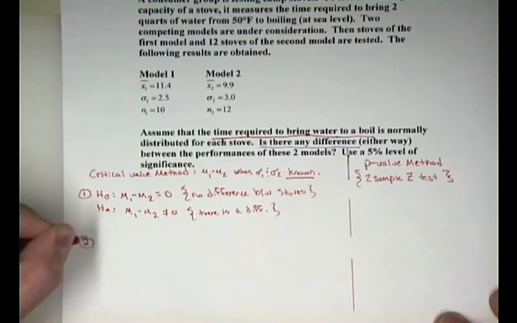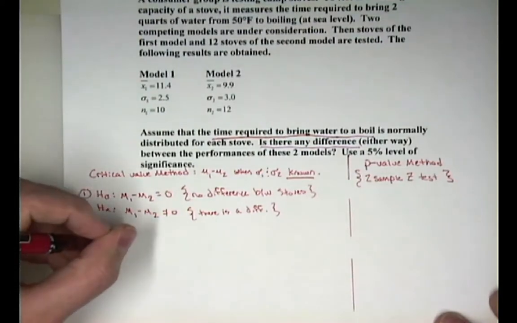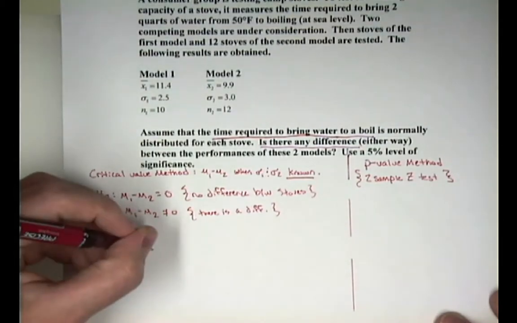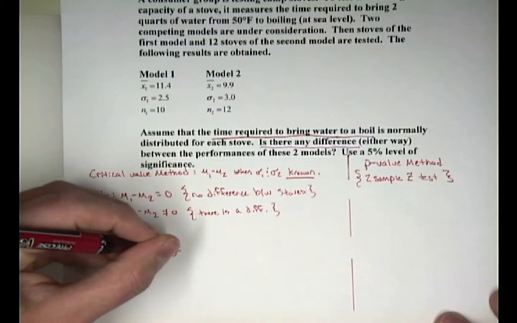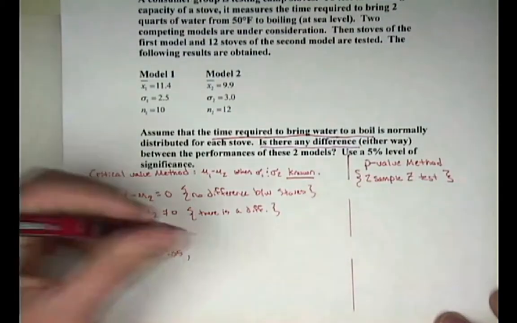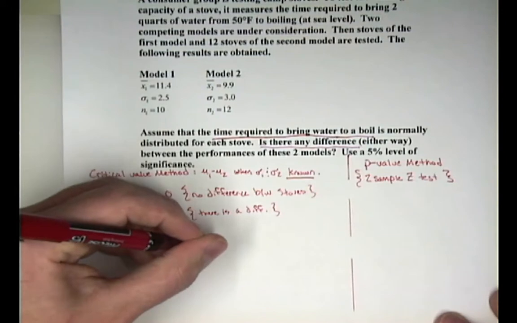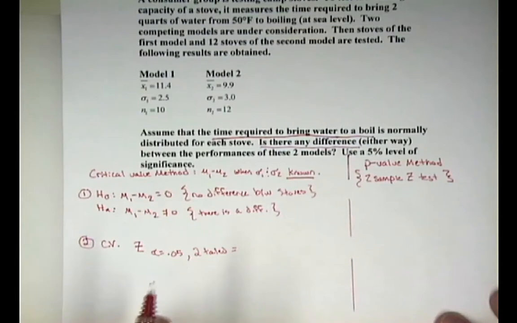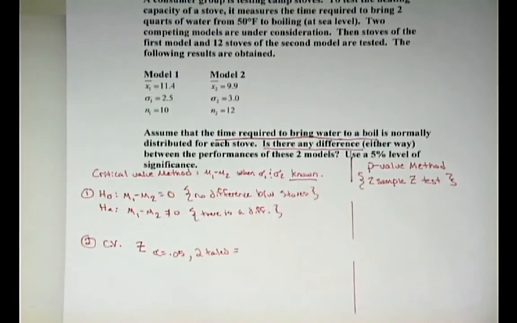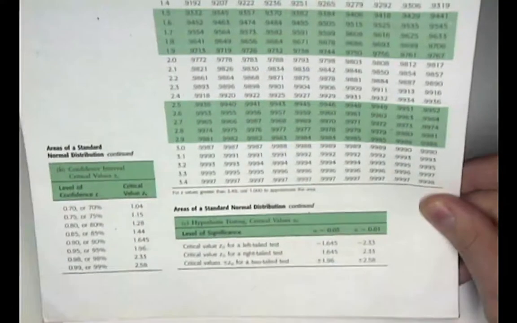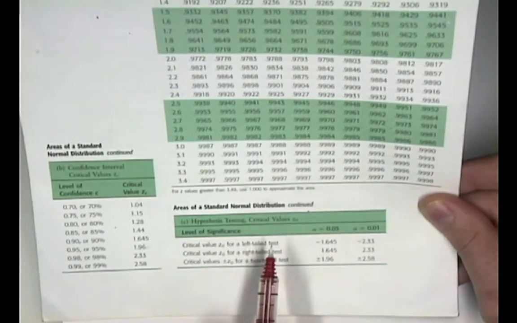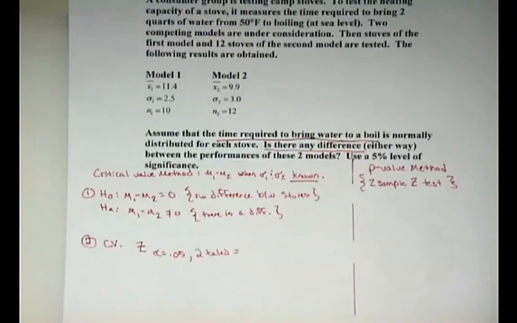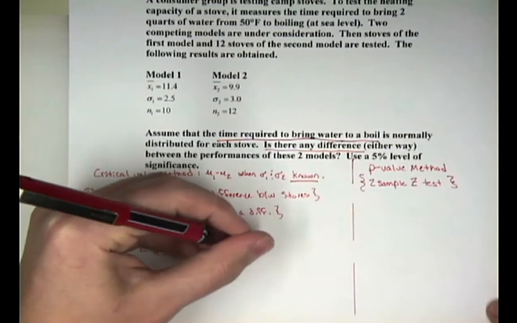Step number 2 is to find a critical value in the critical value method, and we're going to be looking for a z of alpha equal to 0.05, and it's a two-tailed test. Okay? Because this symbol here indicates two tails. So I'm going to look up on my table. I have that wonderful little cheat table that tells me hypothesis testing critical values. For a two-tailed test, when alpha is 0.05, my critical value is plus or minus 1.96.